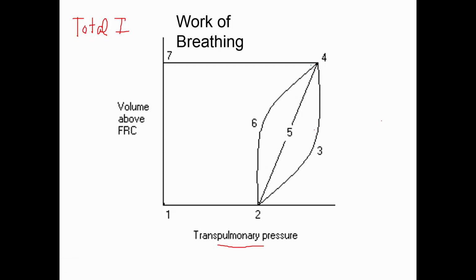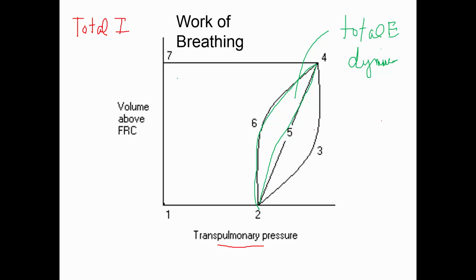Alrighty. Now, right here, 2 to 5 to 4 to 6 is the total of expiration. And it's all dynamic. Now, why the heck is that?